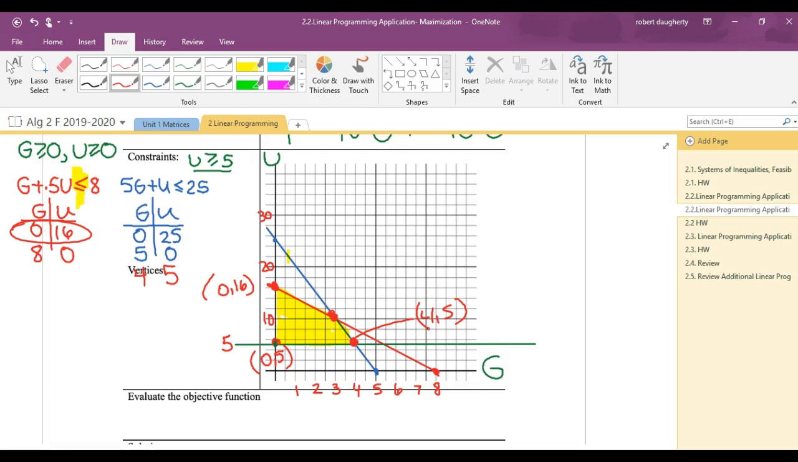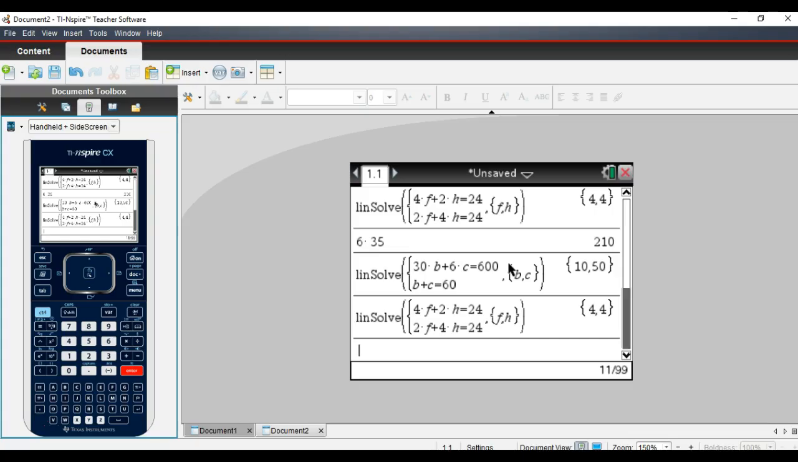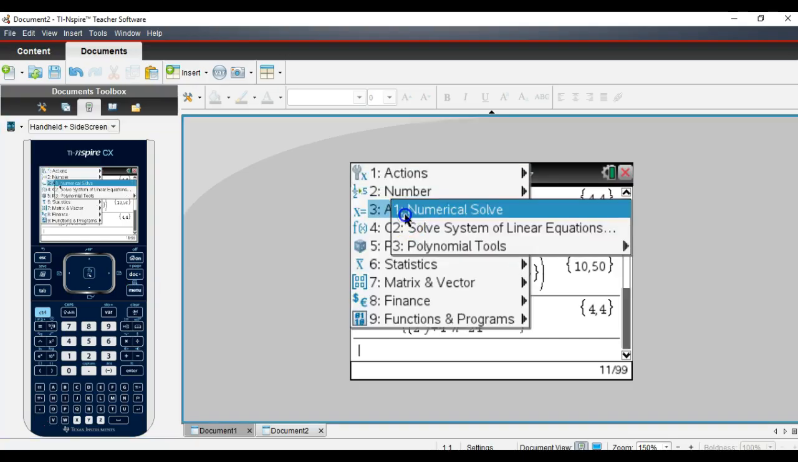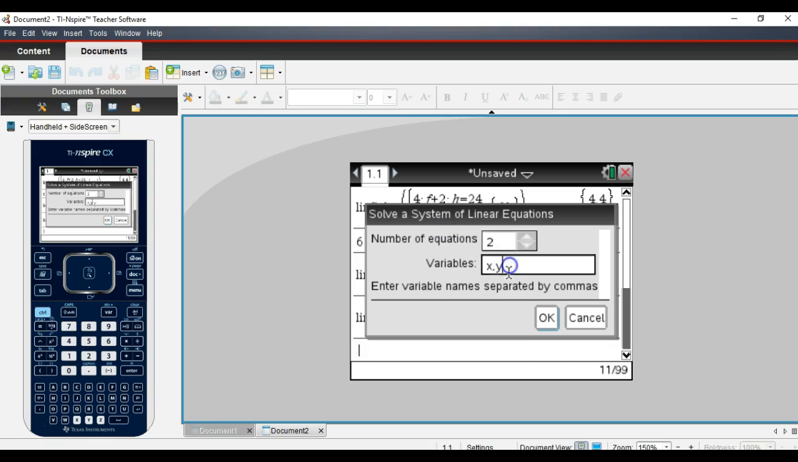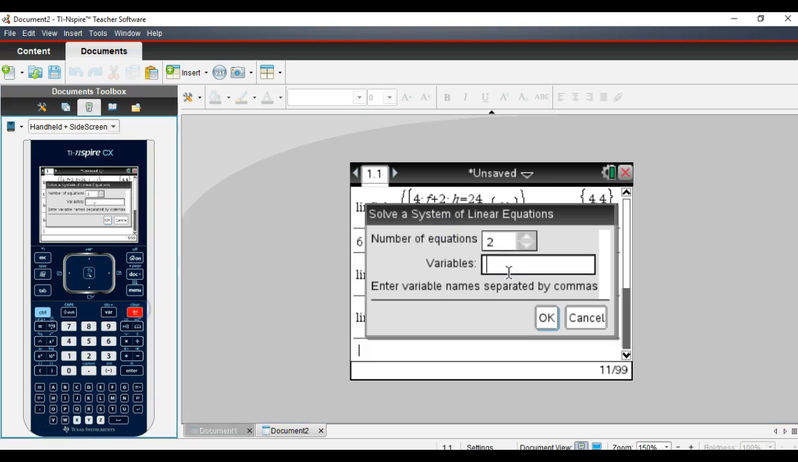I'm thinking maybe it's 3, 10. I'm not sure, but I got to check that. So I'm going to use my calculator to check where those lines intersect. So I'm going to have to look at g plus 1/2 u equal 8 and 5g plus u equal 25. I just want to guarantee where those lines intersect to make sure I'm getting this correct. So menu, algebra, solve system of equations, two variables. My variables happen to be g and u. So g, comma, u.